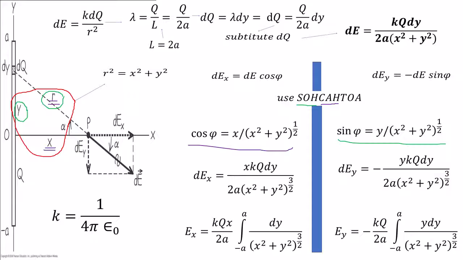X is the distance from the line to the location of our test charge P. dq is a tiny amount of charge contained in a tiny section of the line dy. Y is the distance from where x touches the line to dq. R is the distance from dq to the location of the test charge P. Alpha is the angle between x and r.